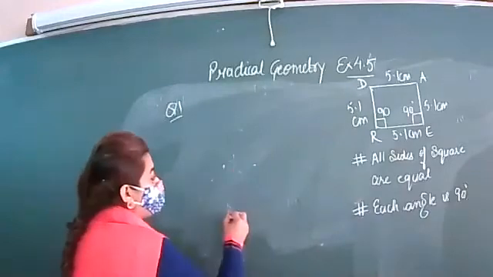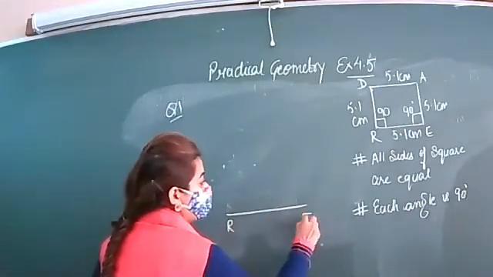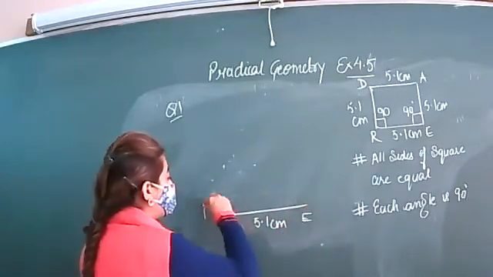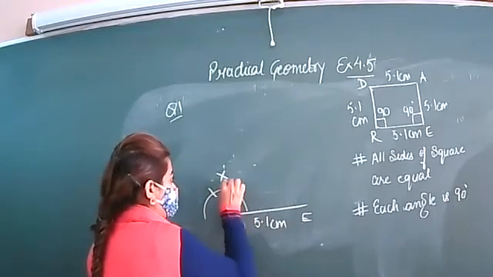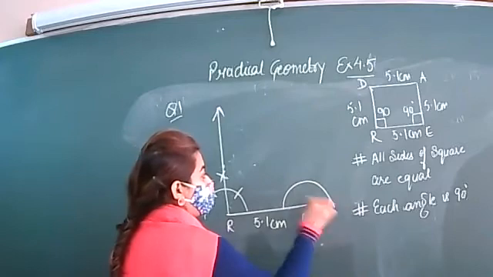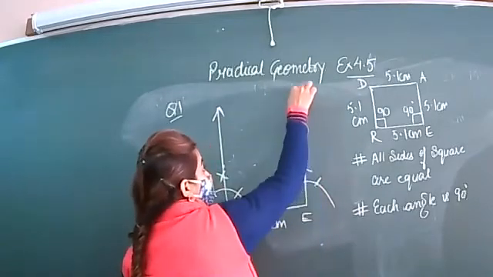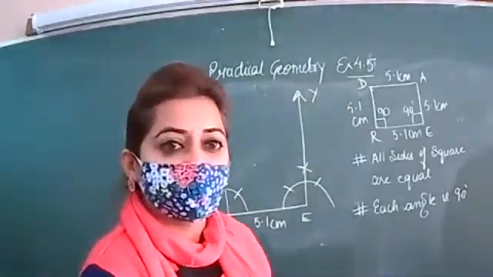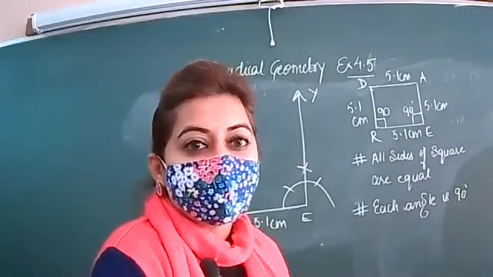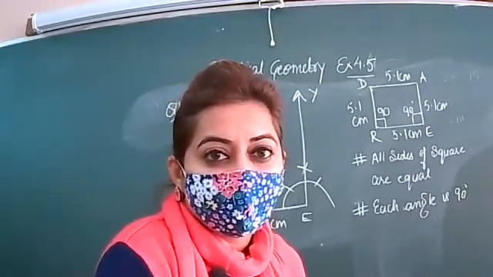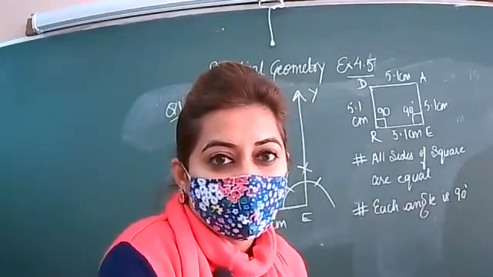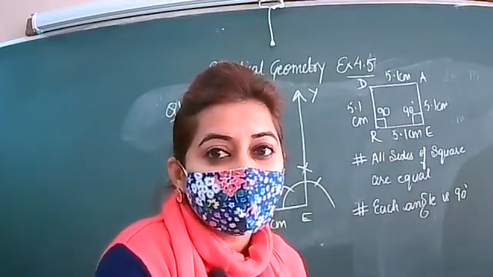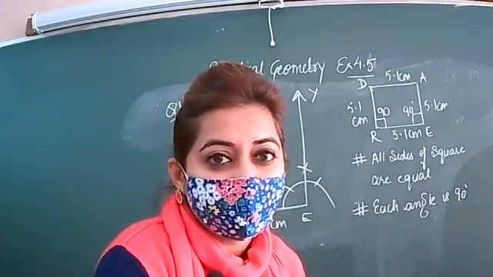Now, start with the main figure. Firstly, you will draw RE as 5.1. Then at R, you will draw 90 degree. At E, you will draw 90 degree. Here also, you will draw 90 degree. So this is your X, this is your Y. Start this. Ramneek, what will be the next step for this? How will you complete this square?